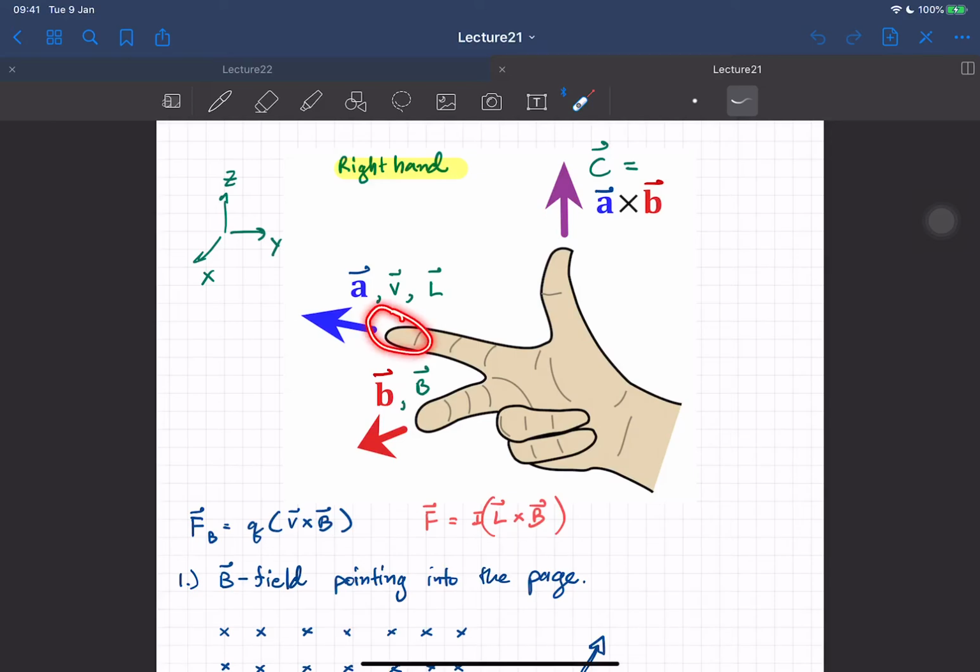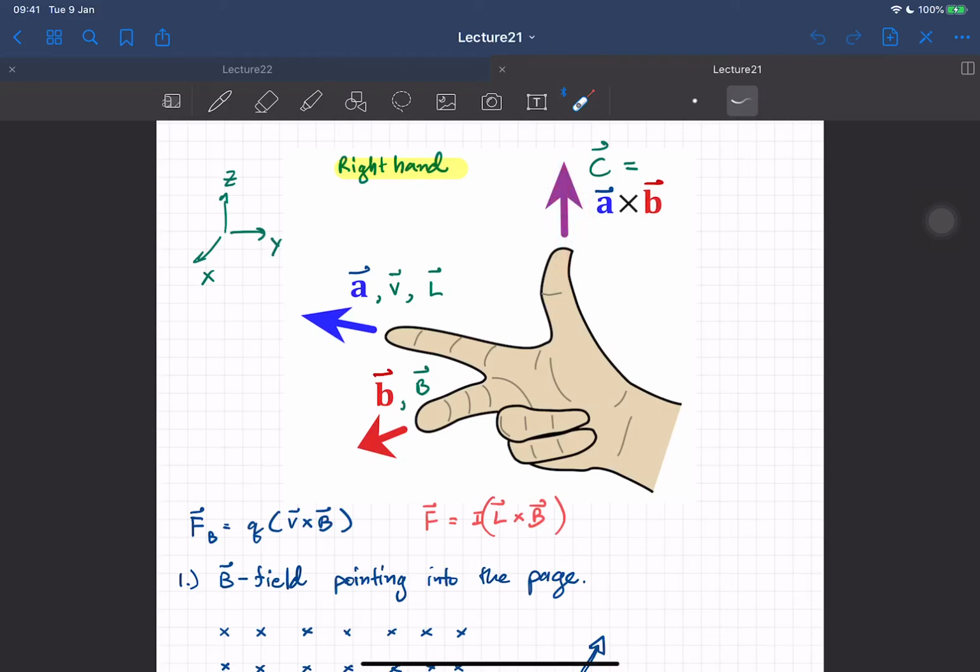Your index finger is the first vector, and your middle finger is the second one. So if you do A cross B, then you need to move your hand such that your index finger points in the direction of the A vector, and the middle finger is pointing in the direction of the B vector. Once you move your hand such that A and B align with the appropriate fingers, then the resulting product, which is C in this case, is going to be your thumb. So it's going to point up.